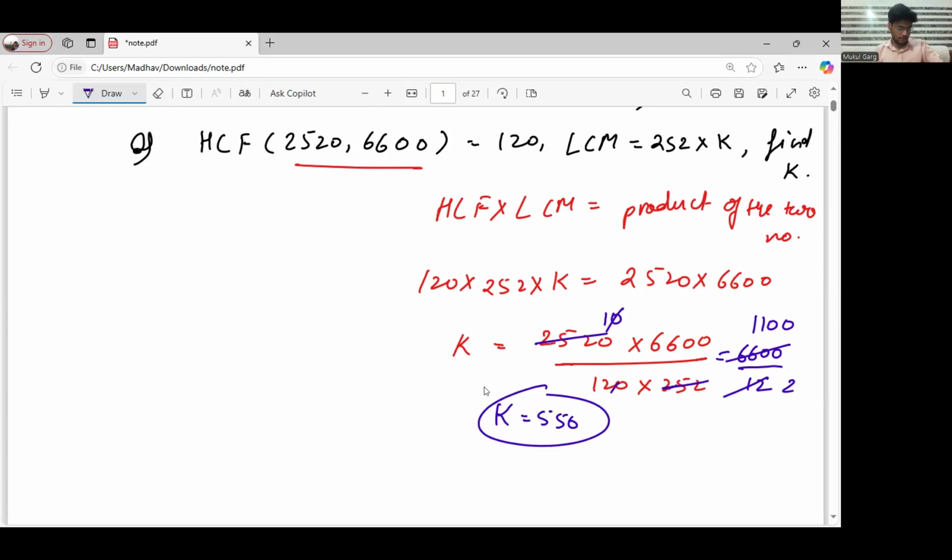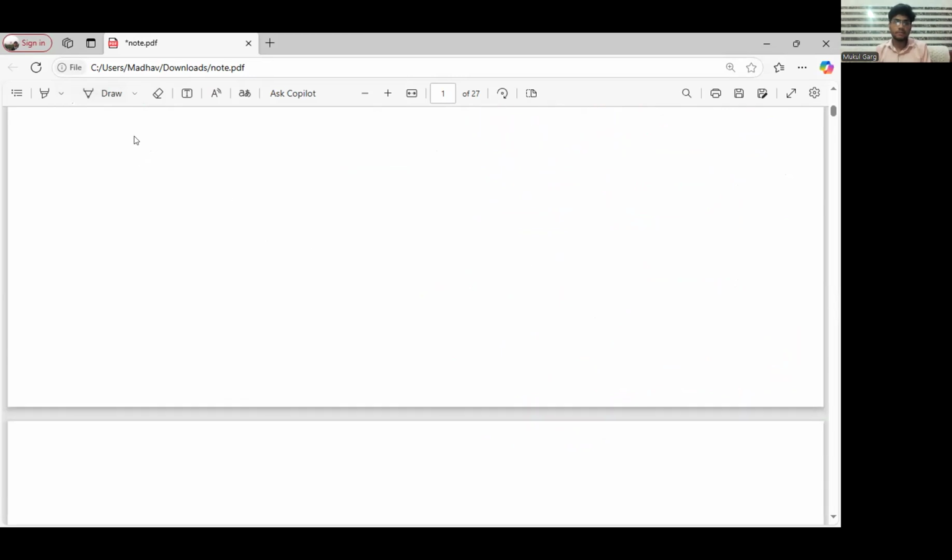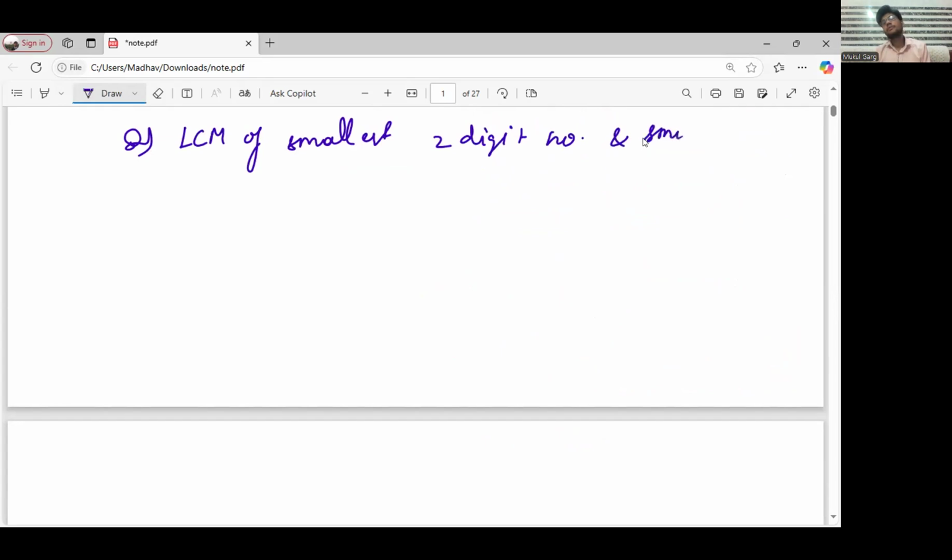Okay, very easy question. Now, see, there is another wonderful question here. This is also from the CBSE board exam, and it is an MCQ question. The question goes like, find out the LCM of the smallest two-digit number and the smallest composite number. Now, some of you might get confused. We can easily find out the smallest two-digit number, but you may get confused about the smallest composite number.